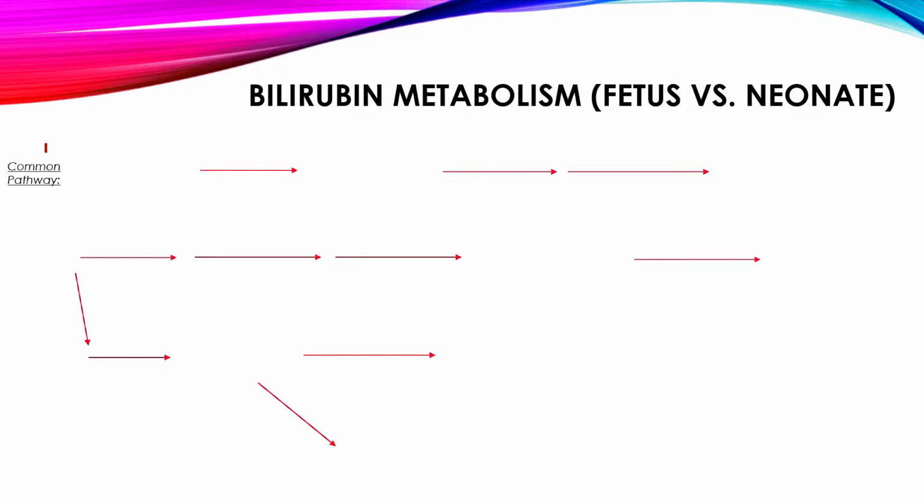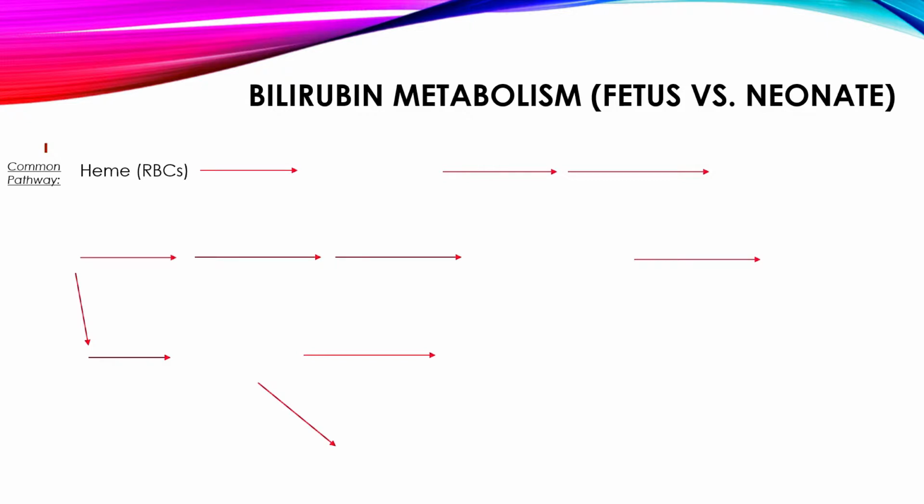So we have a common pathway of a fetus versus a neonate. The reason why the fetus and neonate have different bilirubin metabolisms is because the fetus doesn't have bowel movements, but the neonate does. So it creates a different kind of pathway necessary to get rid of bilirubin. So let's start with the common pathway that's common to both the fetus and the neonate.